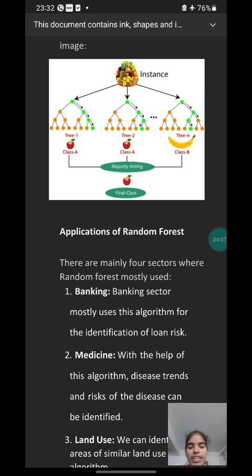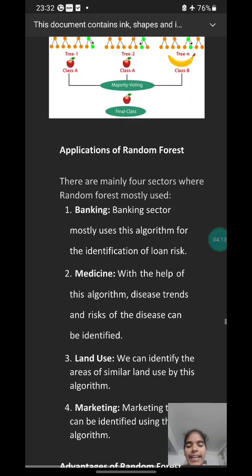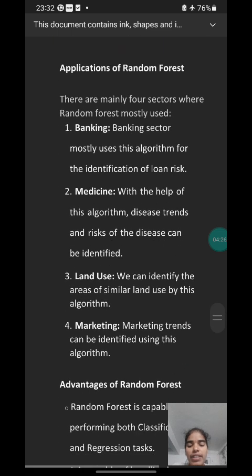Applications of random forest. There are mainly 4 sectors where the random forest is mostly used. First one, banking. The banking sector mostly uses this algorithm for the identification of loan risk. Second one, medicine. With the help of this algorithm, disease trends and the risk of the disease can be identified. Third one, land use. We can identify the areas of similar land use by this algorithm. Fourth one, marketing. Marketing trends can be identified using this algorithm.